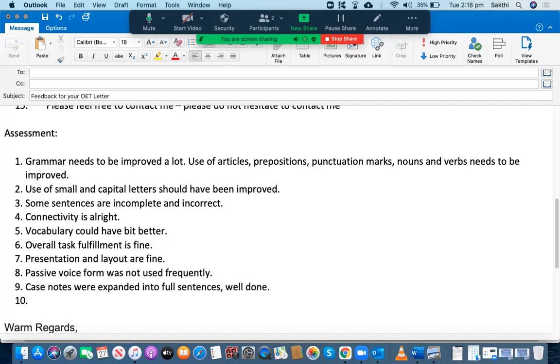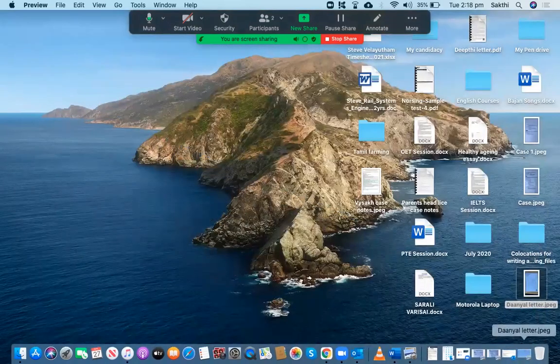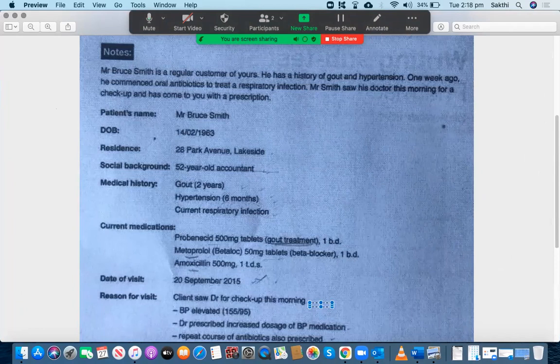So that's a good thing. That's a good thing. Okay. I'm going to check whether you have included all the relevant case notes or not. Okay. I'm going to open that. All right. Let's see.